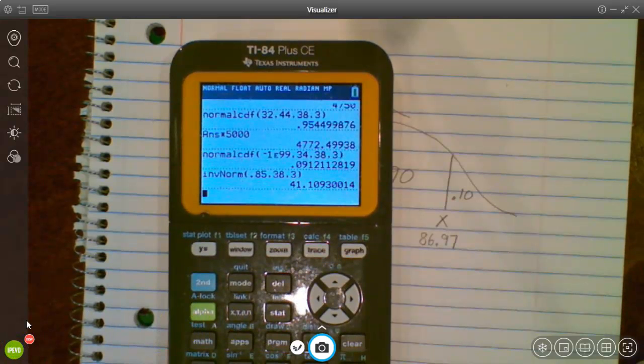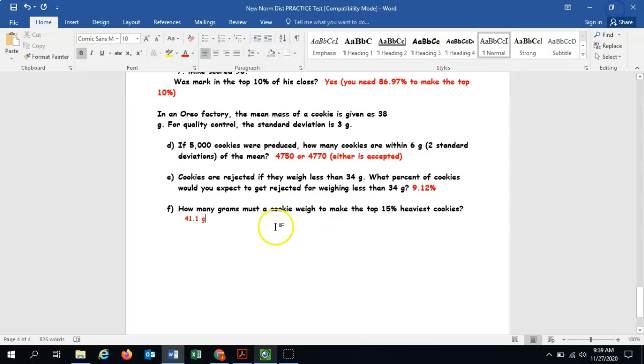So I'm getting 41.1 grams. And that's what I'm putting right here on the sheet. It looks like there was an error there previously, but I've changed that. So this is what it would have to weigh to make the top 15%.